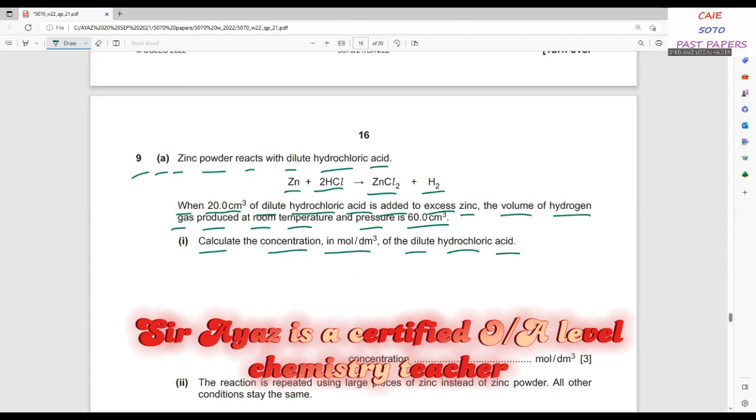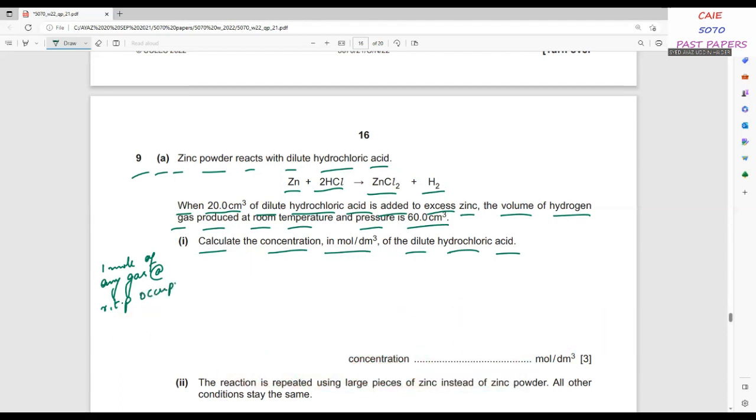cm³. You know that 1 mole of any gas at RTP, that is room temperature and pressure, occupies 24,000 cm³. So what will be the moles for 60 cm³? We divide 60 by 24,000. That is 0.0025 moles of hydrogen.